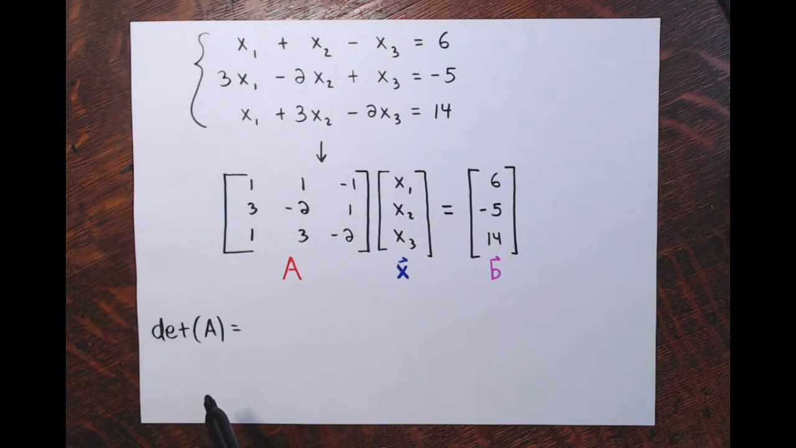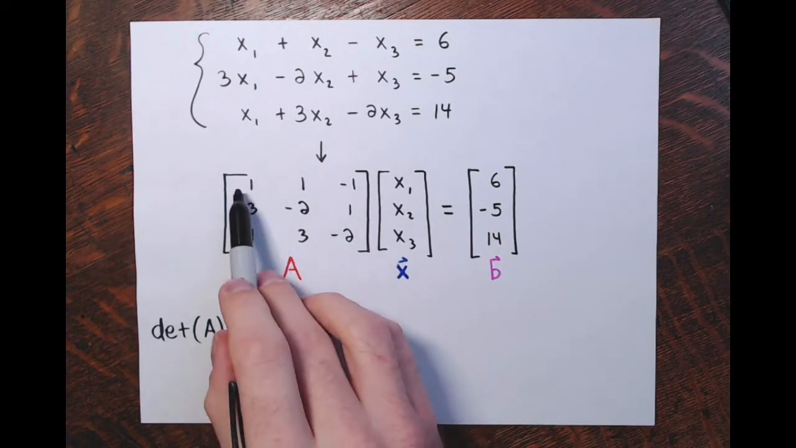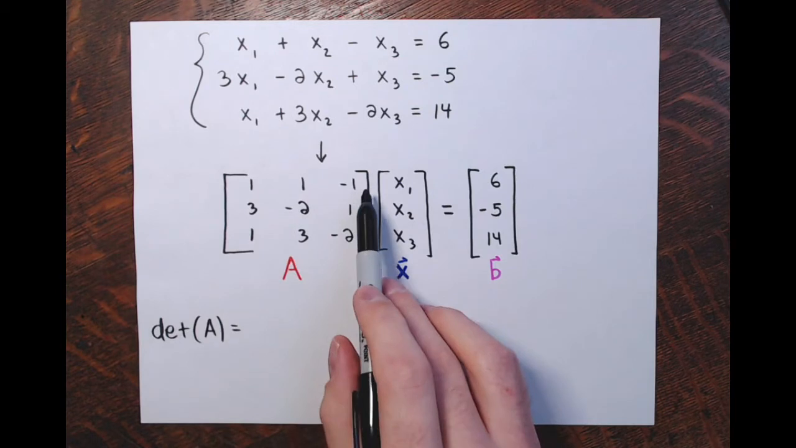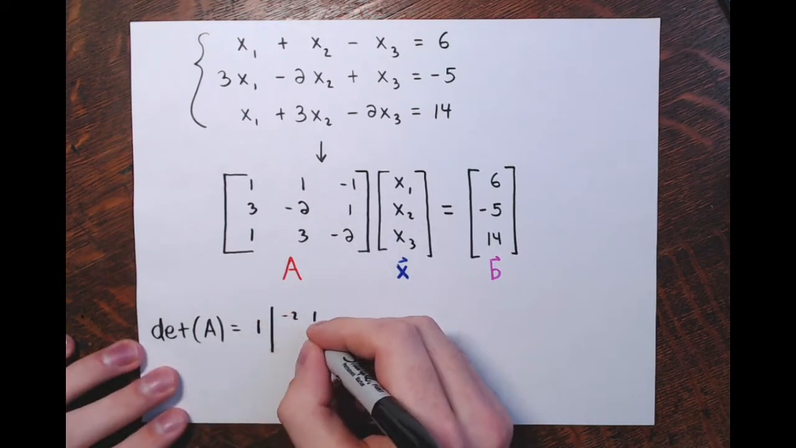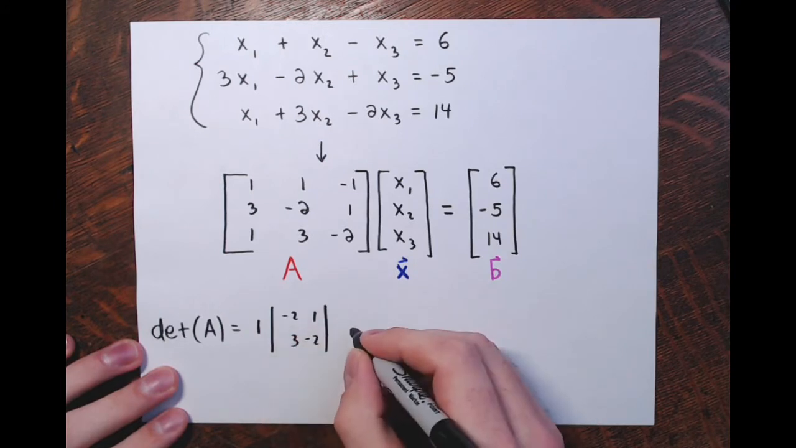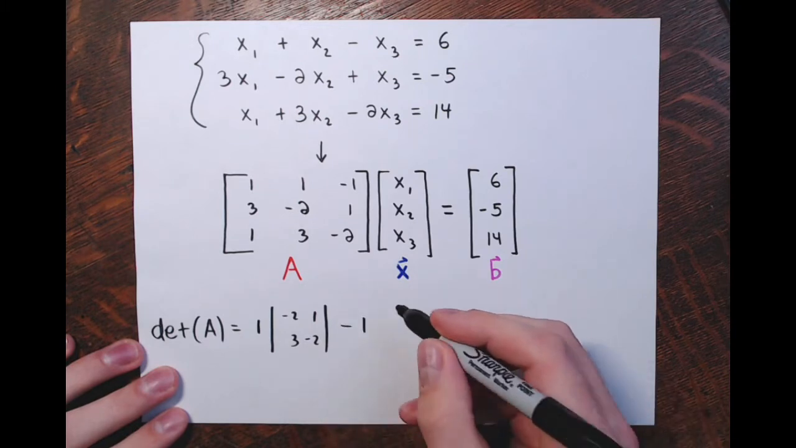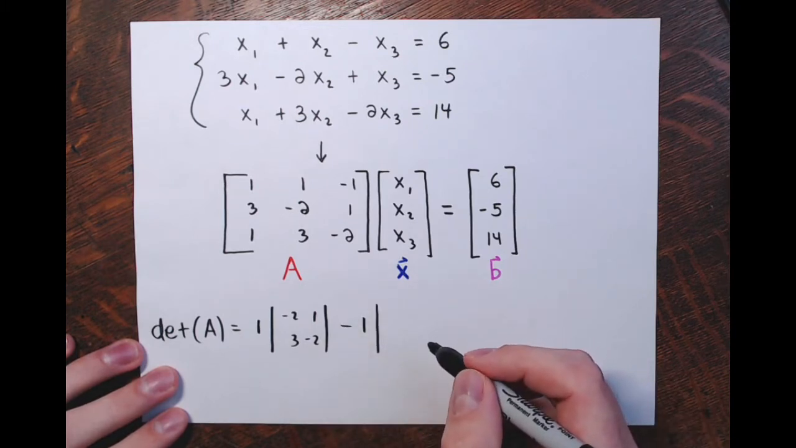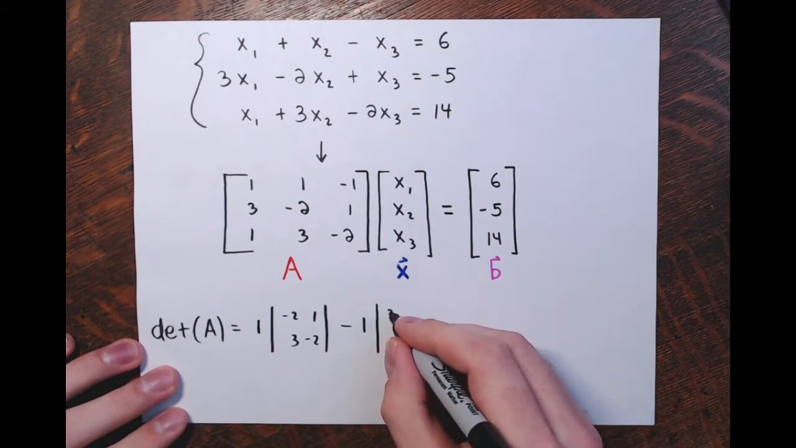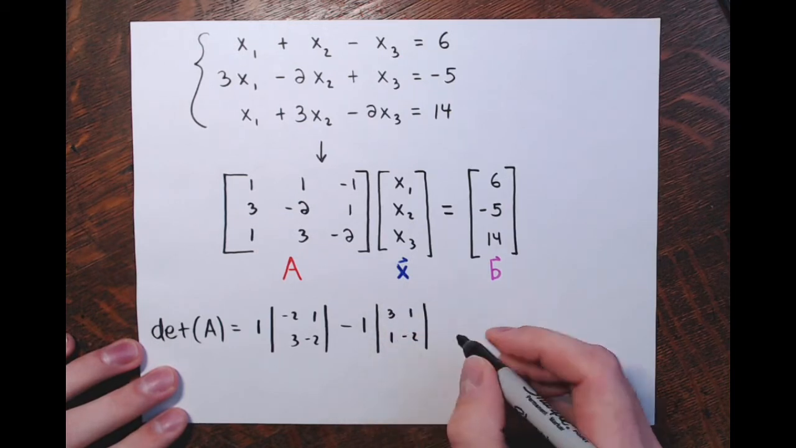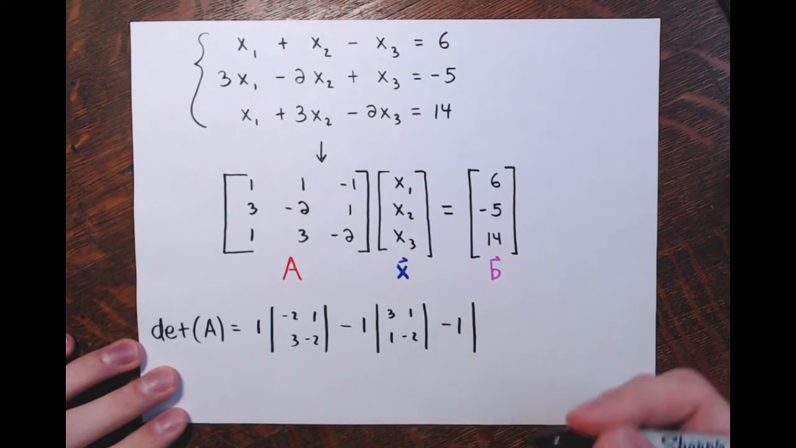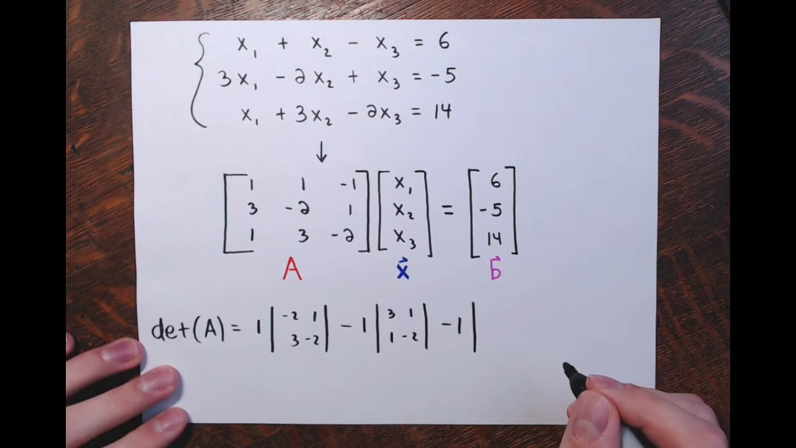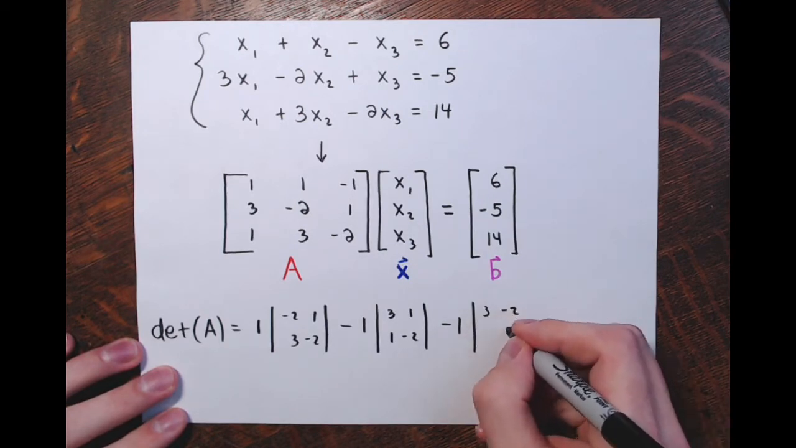Now I'm going to do a cofactor expansion. I'll go down the first row. I've got 1 times the minor, negative 2, 1, 3, negative 2. And then plus 1, but the cofactor will be the opposite of the minor because I'm in an odd position. Get rid of the first row, second column. You get the minor, the determinant of 3, 1, 1, negative 2. And then plus negative 1, so minus 1 times its minor. The cofactor would be equal to the minor because I'm in an even position: 3, negative 2, 1, 3.